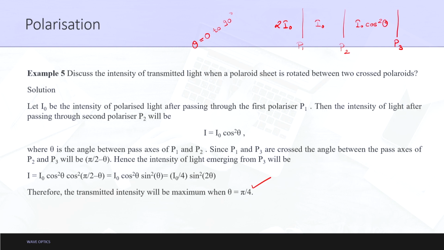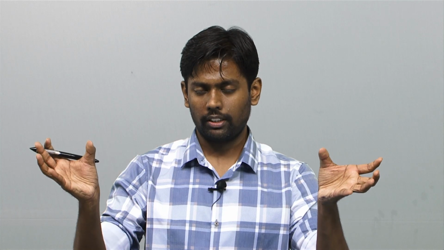So till now what we understood is, when there is a single Polaroid, first of all, what is the use of Polaroid? Polaroid is used to convert an unpolarized light into polarized light. Now going to the intensity concept. The intensity before passing through the Polaroid, let us say is I, then after polarization it will be I naught by 2.